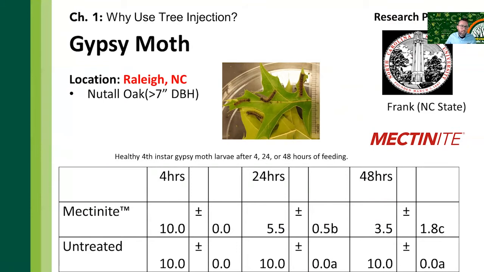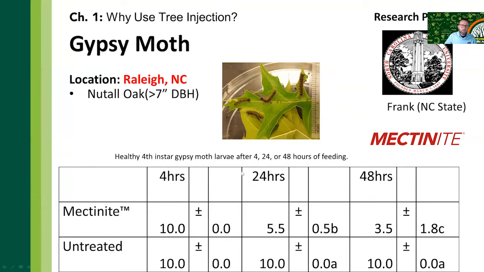But if we look at this data here, this is gypsy moth being fed trees that were treated with mectinite. What we did is we started with 10 gypsy moth in a petri dish with leaves to feed on. To make a long story short, at the end of 2 days, we have 3.5 gypsy moth left alive. And at the end of 2 days in our untreated area, we have all of our gypsy moth that we started with left alive.